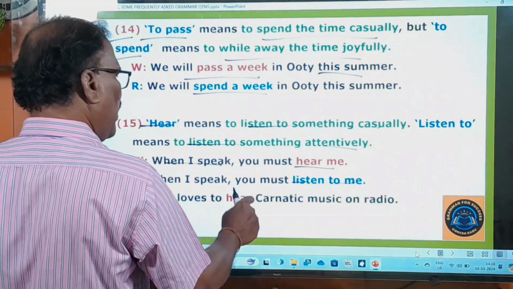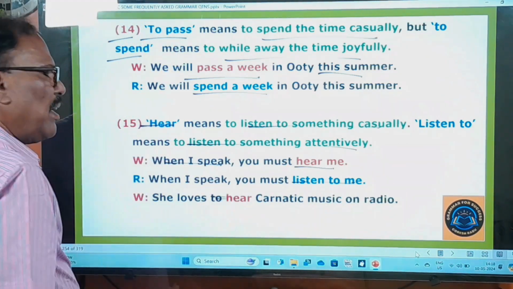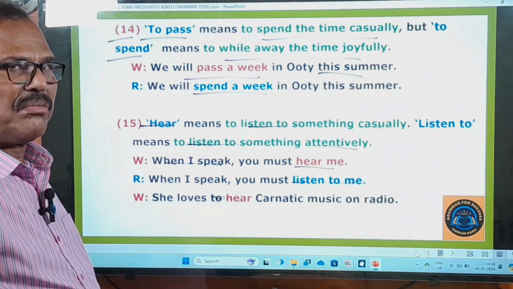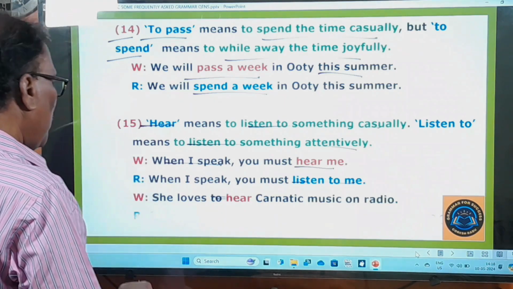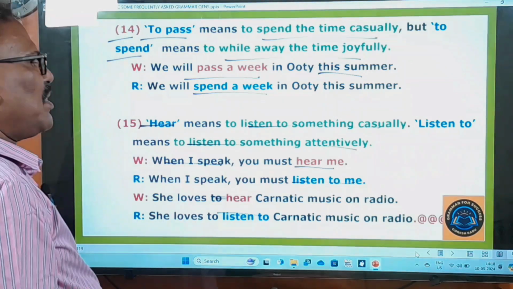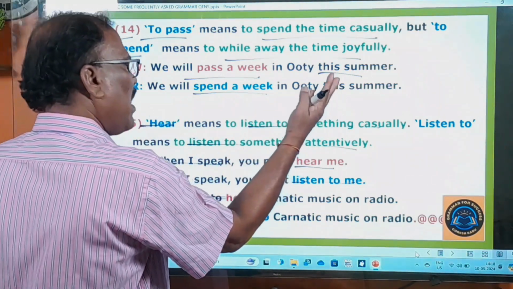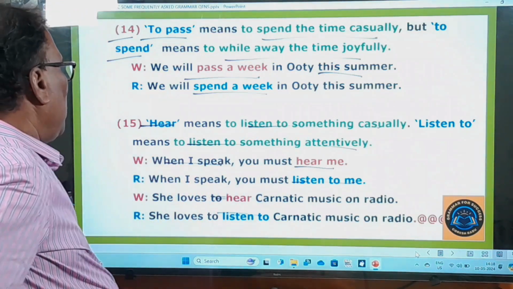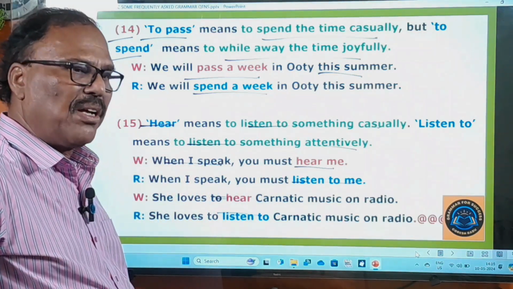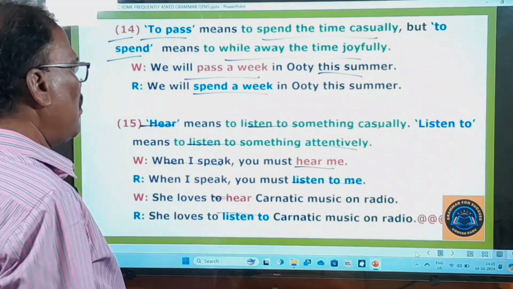షీ లవ్స్ టు హియర్ కర్ణాటిక్ మ్యూజిక్ ఆన్ రేడియో. See, you don't hear Carnatic music, you listen to it. So she loves to hear, she listens to Carnatic music on radio. So it's like that, sir. So hear means listening to something casually, and what is that? Listen to means listening to something attentively. Okay, and now let's move on to learn the other rules.